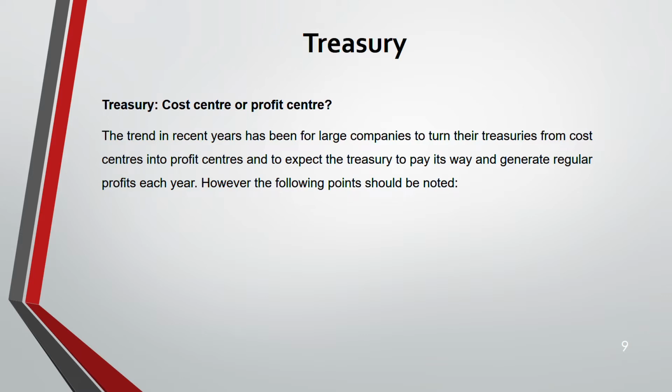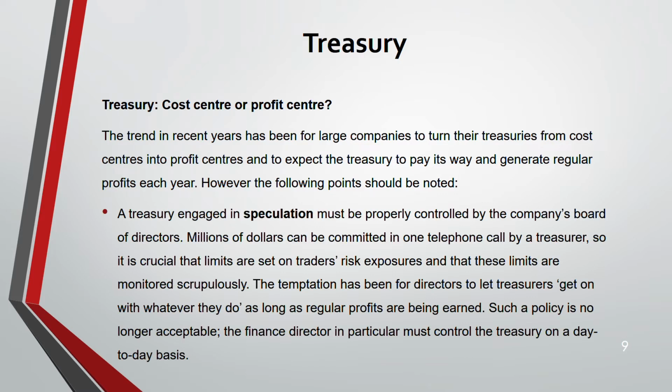Now there's a trend recently that large companies are moving from cost center to profit center. Why? Let's see the reasons. However, the following points should be noted, because there are some disadvantages also. The first one is speculation. If you see the treasurer, it's not always about hedging risk. They can work in speculation also. Remember, the treasury department is always very knowledgeable about all those things. They're expert in speculation, hedging, managing risk, taking opportunity, everything. So they engage in speculation.